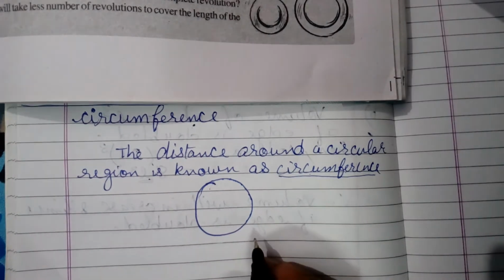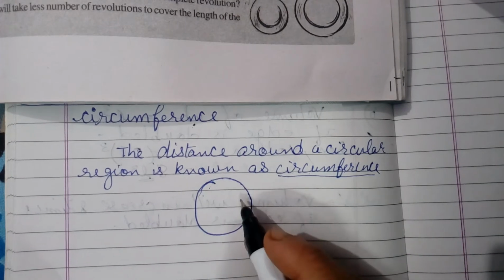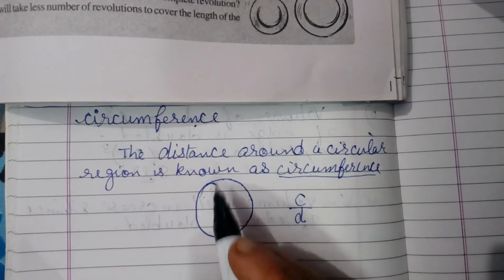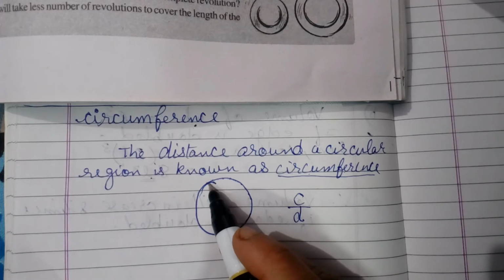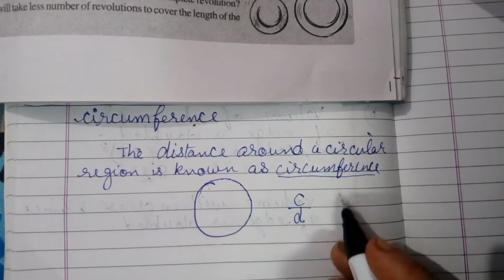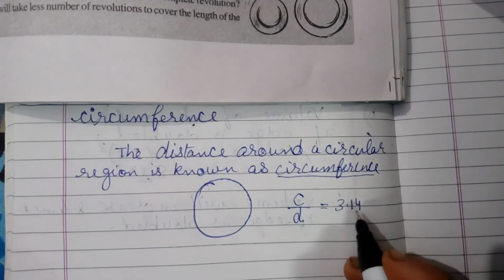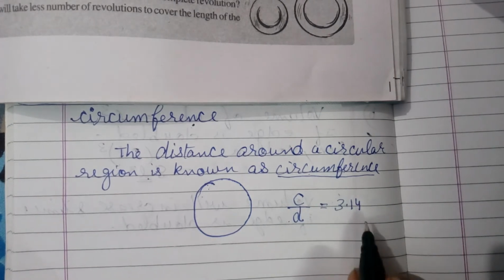And the mathematician found that for a circle, the length of this boundary, that is circumference, and the diameter have a fixed relation. You can also make different circles, place a thread over the boundary and measure the length, and divide it by the diameter of the circle. You will get a value equal to 3.14, sometimes 3.2, 3.13, so approximately 3.14. That means the ratio is fixed.